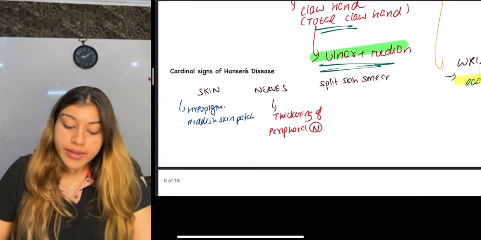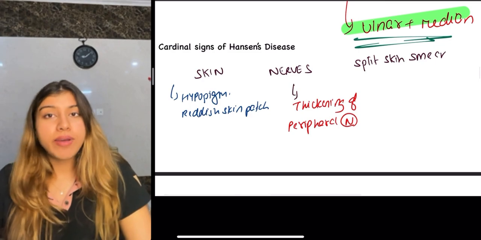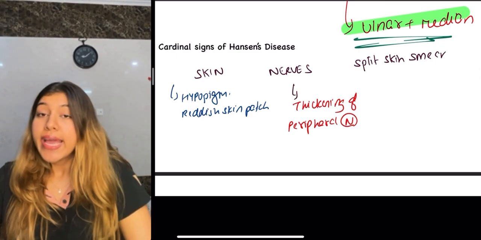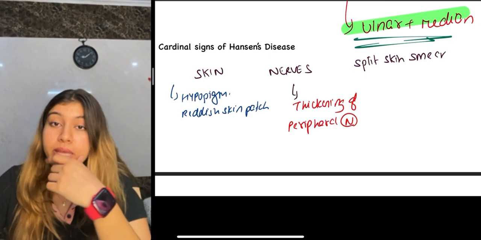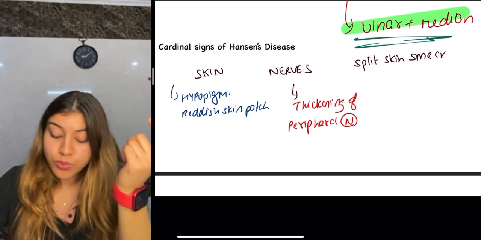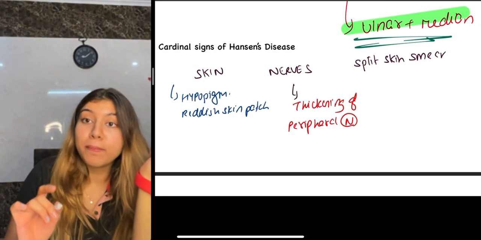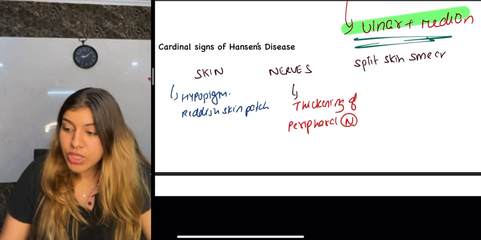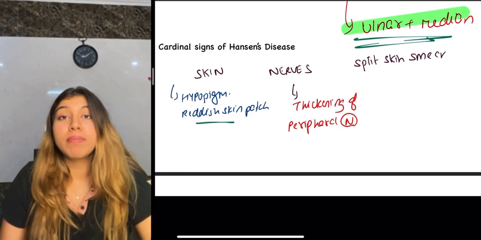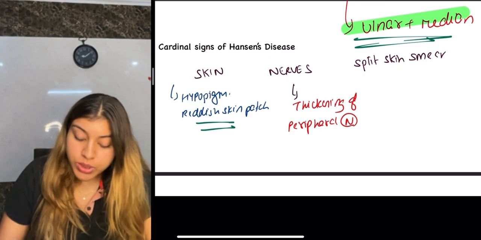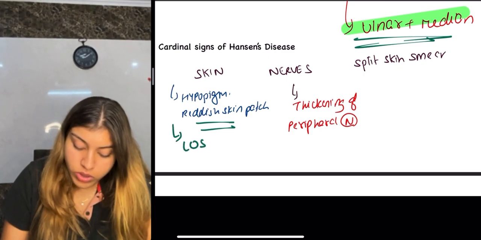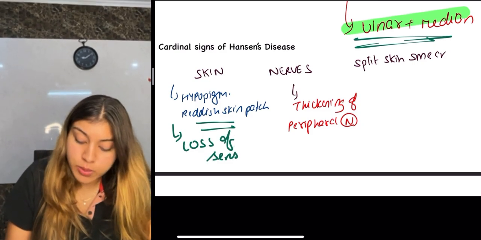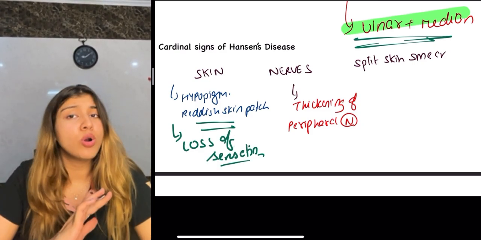It is because of your radial nerve involvement. Now, guys, there are these cardinal signs of Hansen's disease that you need to know. In cardinal signs of Hansen's disease, we are first going to talk about your skin. In skin, as already mentioned earlier, what did I see? I saw a hyperpigmented reddish skin patch, which will come with a loss of sensation.